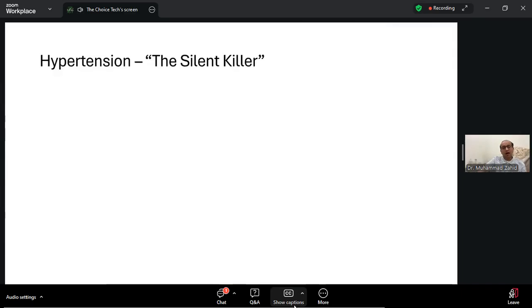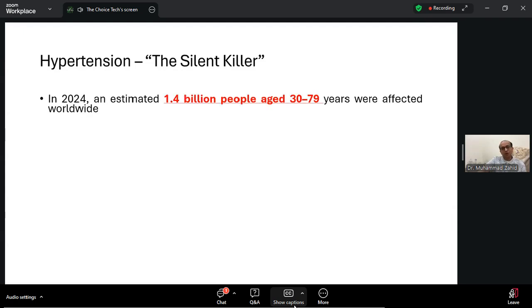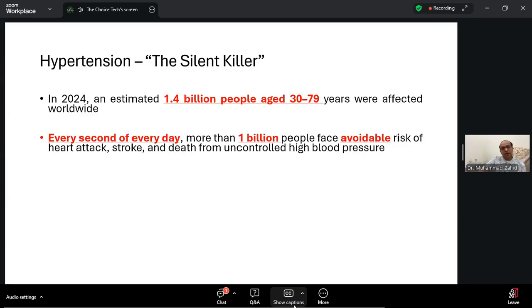So hypertension, as they call it, is a silent killer. And the data I'm going to present is the WHO 2024 collection. In 2024, an estimated 1.4 billion people are affected with hypertension. And more importantly, every second of every day, more than 1 million people face, and I emphasize that word, the avoidable risk of heart attack, stroke, and death. And avoidable means that we can avoid it if we properly control and treat hypertension.